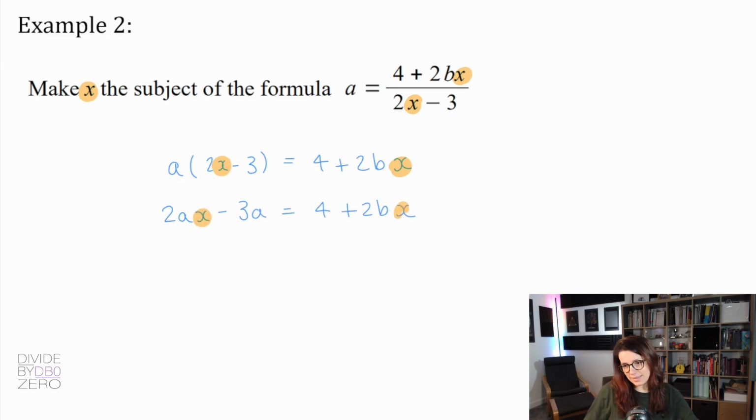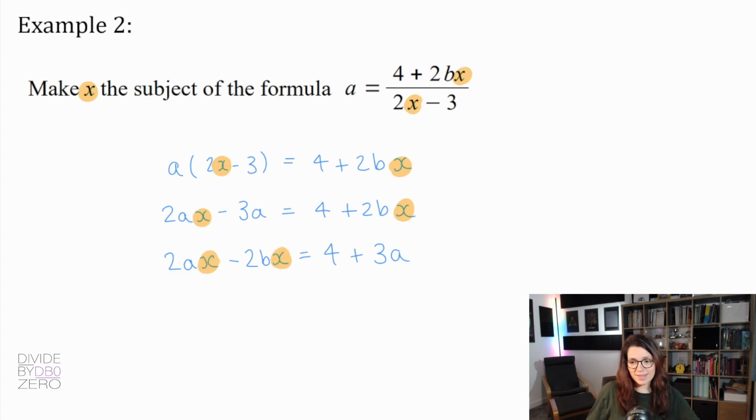Here's an x, here's an x. Next step, move everything that's got an x over to the same side. So I'm just going to put it on the left here: 2ax minus 2bx. And then I'm going to also move the negative 3a over to the other side. So it becomes 4 plus 3a. Now I've got all the x's on the same side.